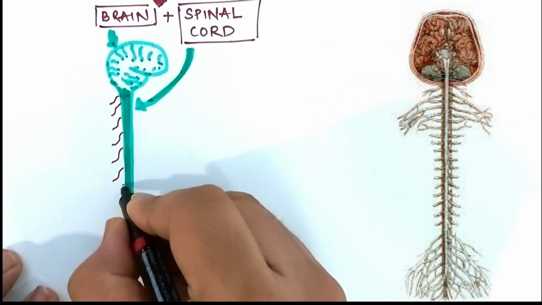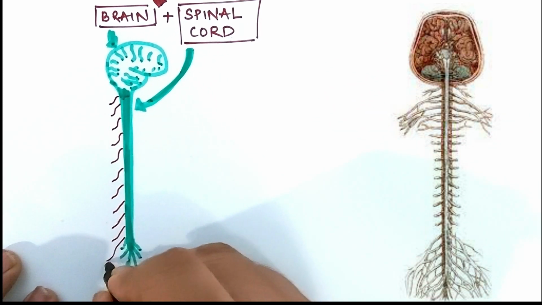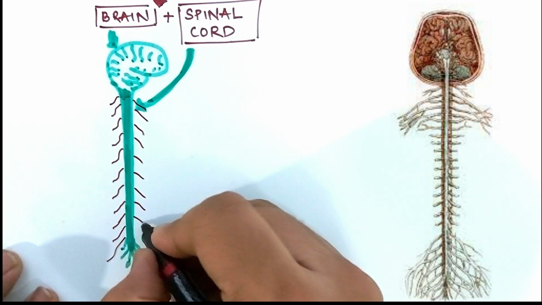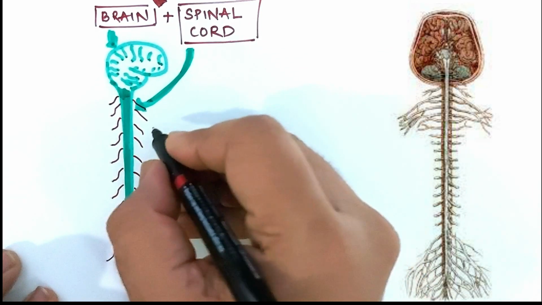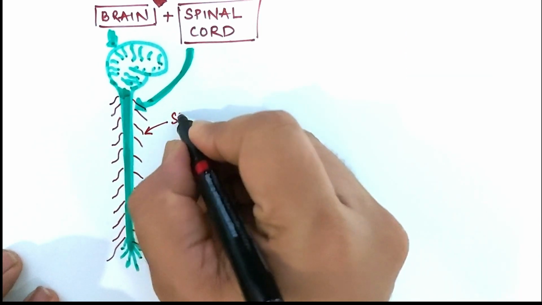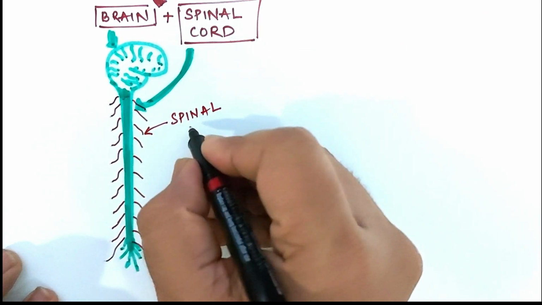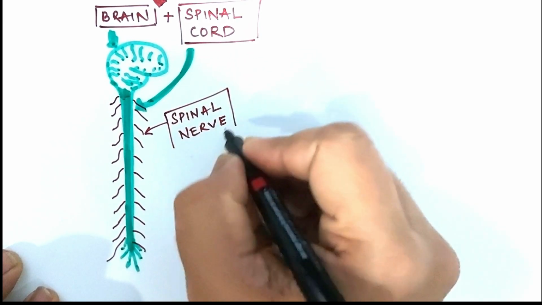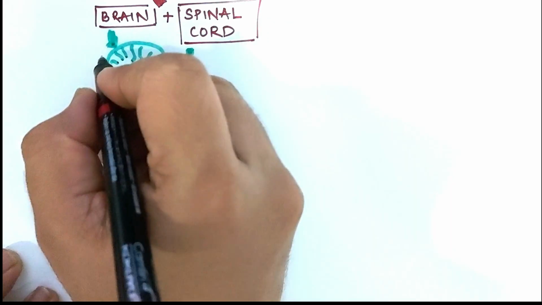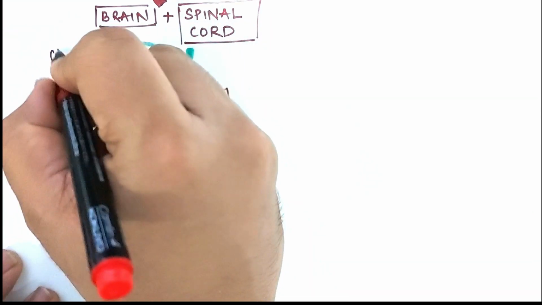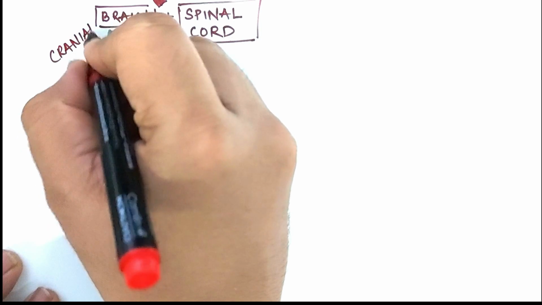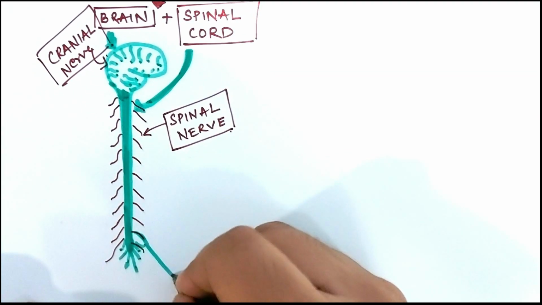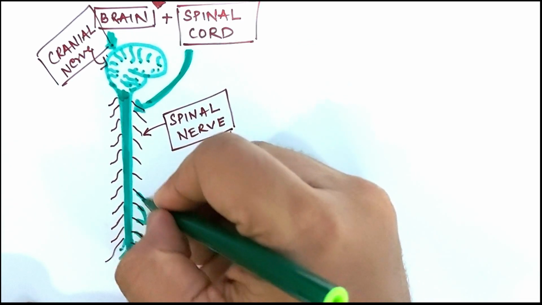Now the nerves that emerge out of the spinal cord from both sides are called the spinal nerves. So in green you can see the center in green color. These are the central nervous system, and the ones that emerge out from this central nervous system are called the peripheral nervous system. So the nerves that emerge out of the spinal cord are spinal nerves. Nerves that emerge out of the brain and the brainstem are cranial nerves.